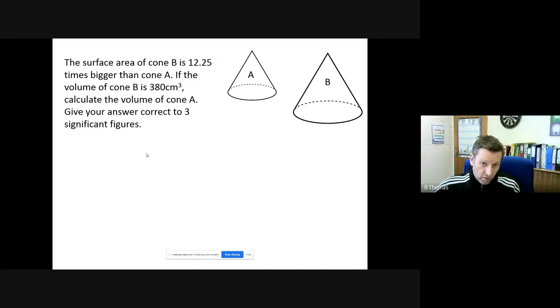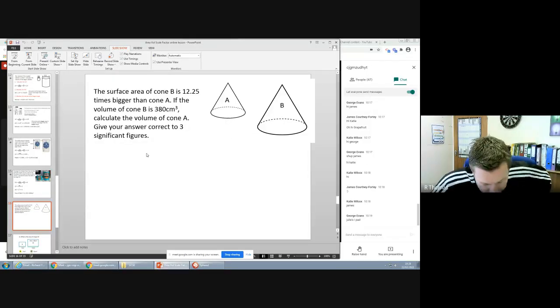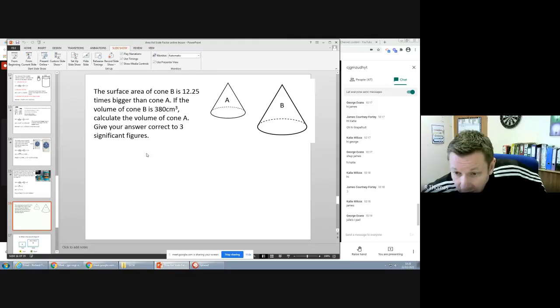To get the smaller volume then of cone A, I get my 380 and I divide it by that 42.875, which gives me 8.86. That's 3 sig figs, 8.86 centimeters cubed. Did anybody get 8.86 centimeters cubed?